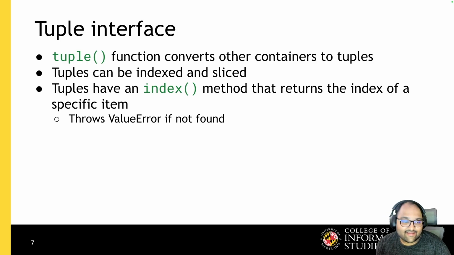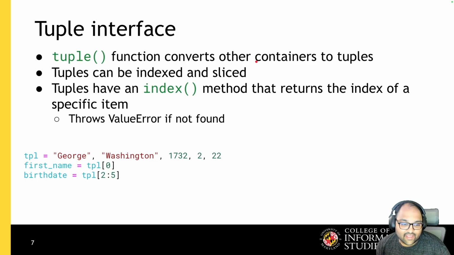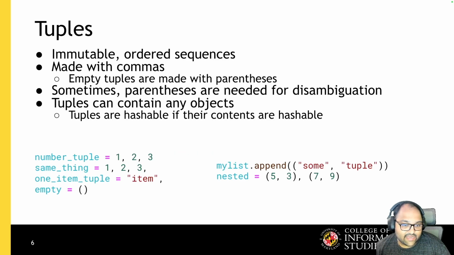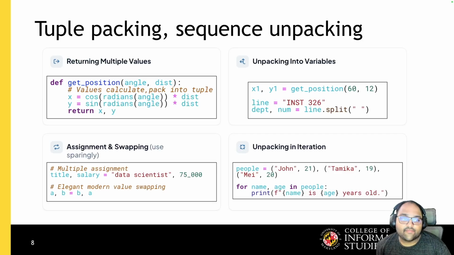Tuples can be indexed and sliced. Tuples have an index method that returns the index of a specific item, and that's because, remember, they are ordered, so we can actually get the order. If it doesn't exist, a value error is raised. Here, for example, we have tuple George Washington 1732 222, and you have tuple 0, tuple 2, tuple 5. So it's very similar to an array, or rather a list. You can have tuples within lists, and you might want a tuple because it might contain a container of certain things.